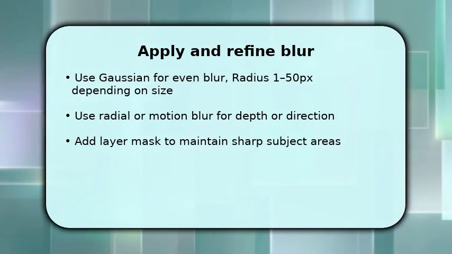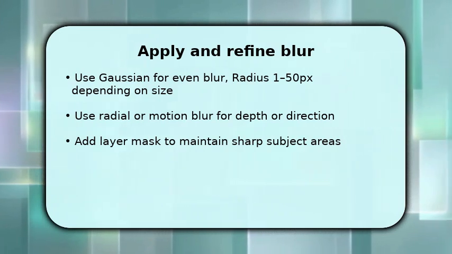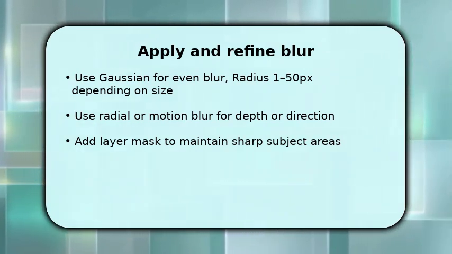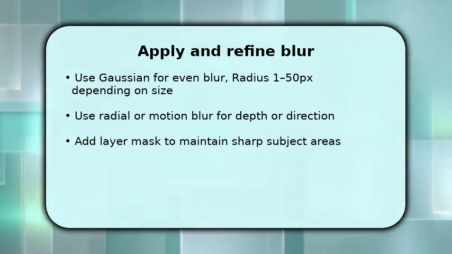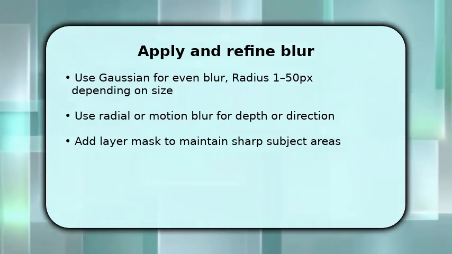You apply the chosen filter. For even blur, use Gaussian and increase radius gradually until the effect reads natural. For depth, use radial blur positioned on your subject. For speed streaks, try motion blur aligned to movement.